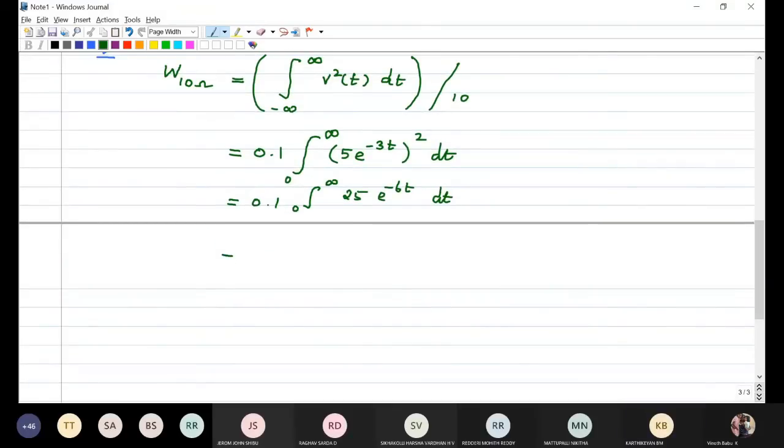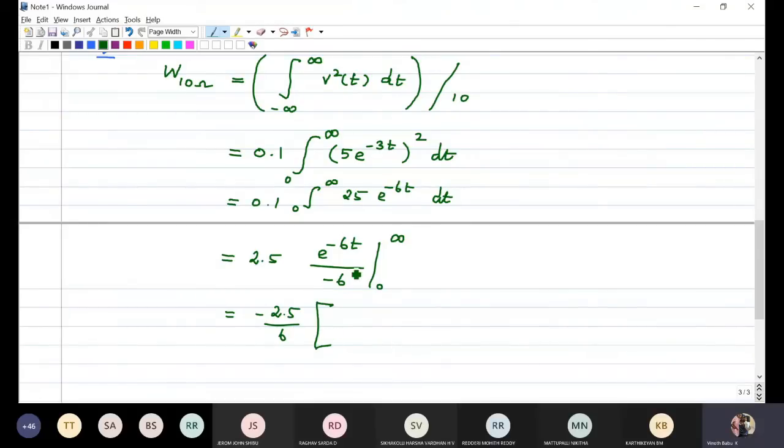Now this 25 also you can take it outside. 25 into 0.1 is 2.5. If you integrate e power minus 6t, you will get e power minus 6t over minus 6. The integral limits are 0 to infinity. So minus 2.5 over 6.